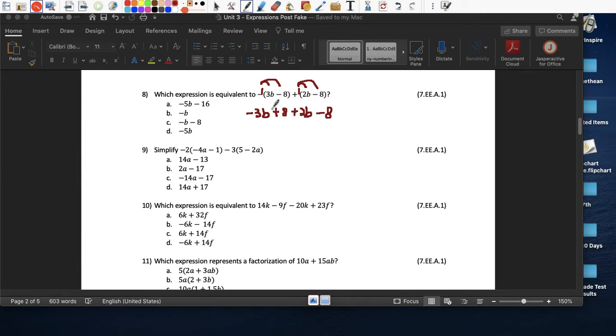Combine like terms. This -3b and the +2b, that's going to give me -b, right? Because it's -3 plus 2, so that's going to be -1. And 8 minus 8 is 0, so the only thing that I have left over is b.